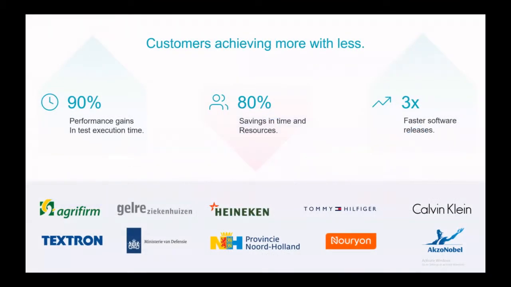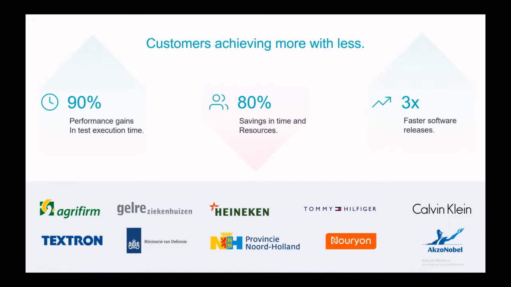Here are key benefits Qualibrate's customers are currently achieving with our solution. For example, 80% savings in time and resources. On the slide, you can also find some of our customers. We are ramping up our customer base not only here in the Netherlands, because we are located here, but also in the US, with customers like Textron and Bell Helicopter. We are engaging with our partnerships around the world to prove the value of our offering across different industries.